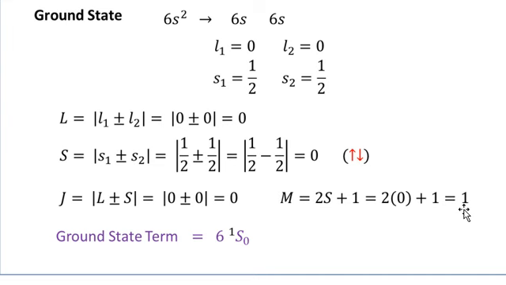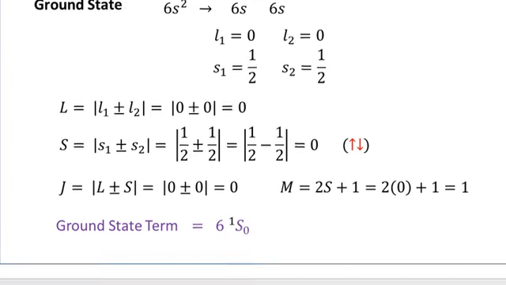So the ground state term configuration can be written as 6 1S0, where 6 represents the principal quantum number, 1 as a superscript before the symbol S is the multiplicity, and this 0 is actually the total value of the quantum number J of the atom. So the ground state is represented by 6 1S0.